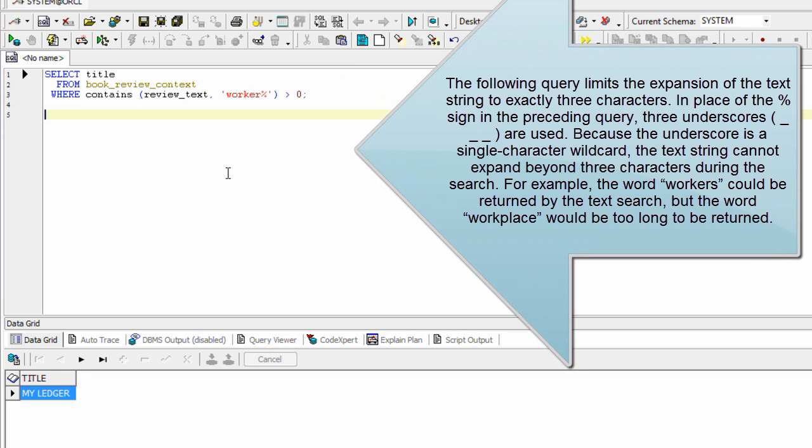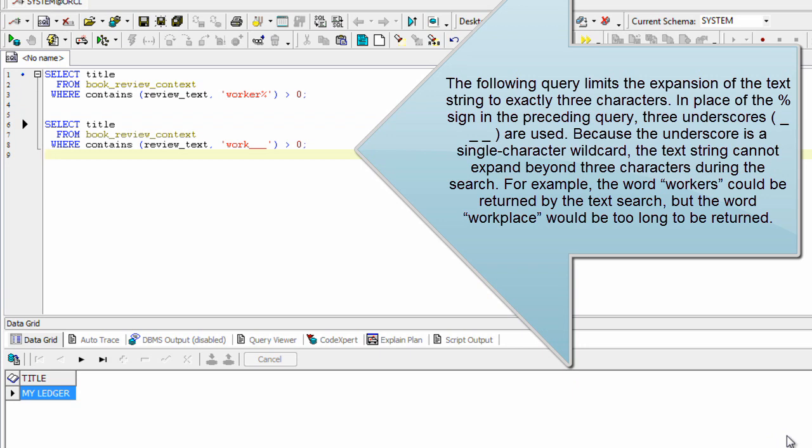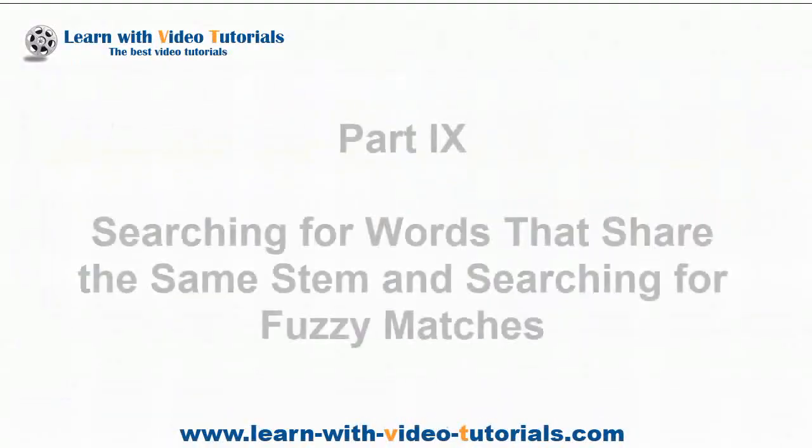The following query limits the expansion of the text string to exactly 3 characters. In place of the % in the preceding query, 3 underscores are used. Because the underscore is a single character wildcard, the text string cannot expand beyond 3 characters during the search. For example, the word workers could be returned by the text search, but the word workplace would be too long to be returned.